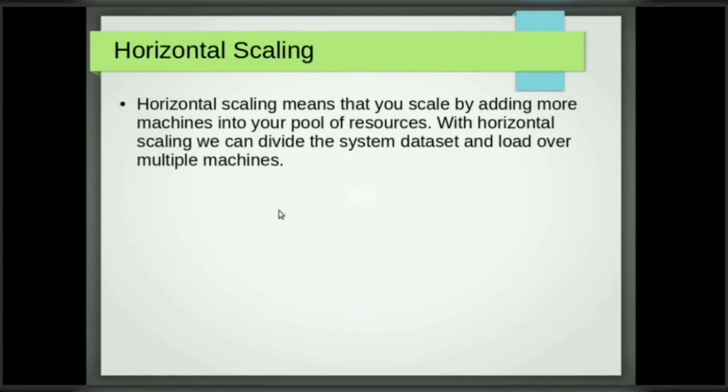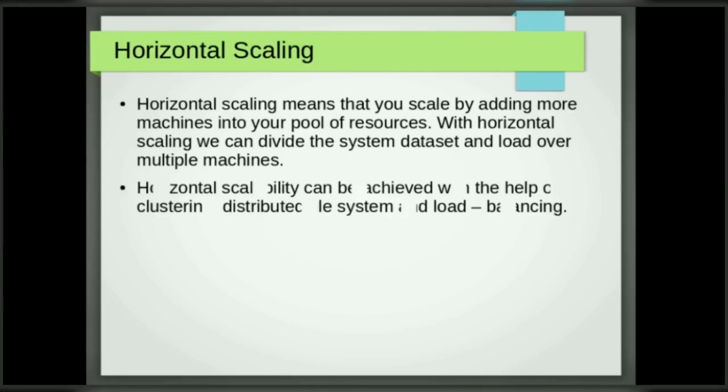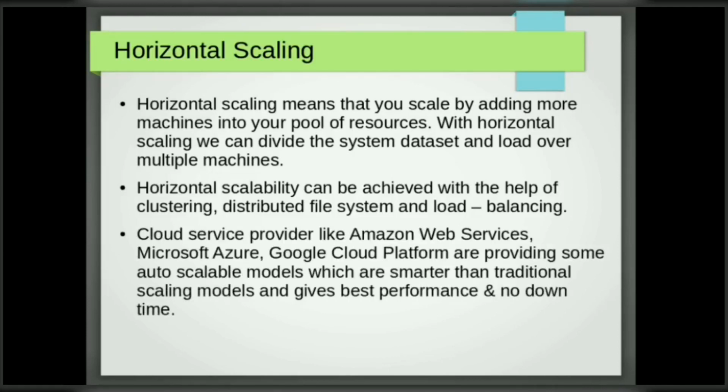Horizontal scaling. Horizontal scaling means that you can scale by adding more machines into your pool of resources. With horizontal scaling, we can divide the system dataset and load over multiple machines. Horizontal scalability can be achieved with the help of clustering, distributed file system, and load balancing.